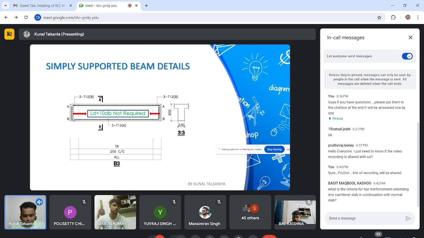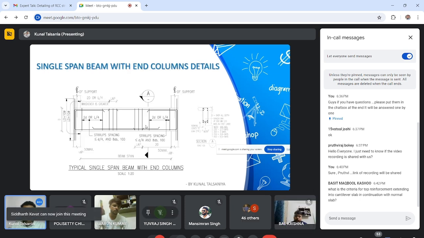So this is the actual beam detailing of projects. Suppose 3-12 tor bar is here, 3-12 tor bar is here, and this is the section. The beam size is 230 by 600. I have clearly highlighted that LD plus 10 dB is not required for this top steel. You have to just insert here LD by 3 or up till this beam face. Then single span beam with column details.